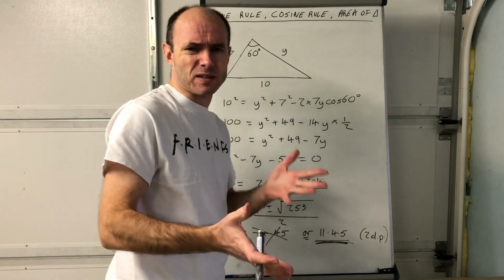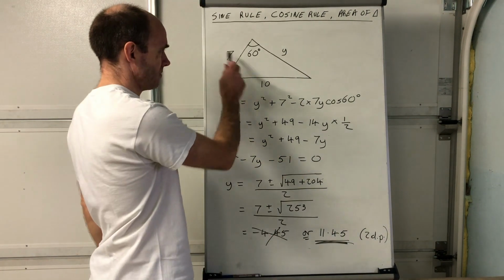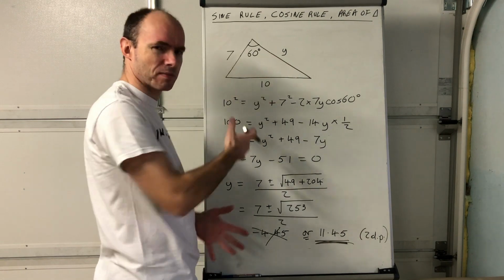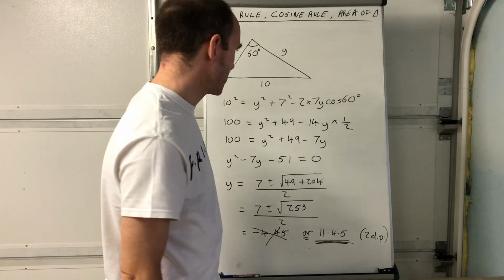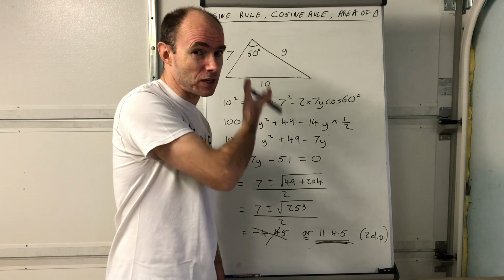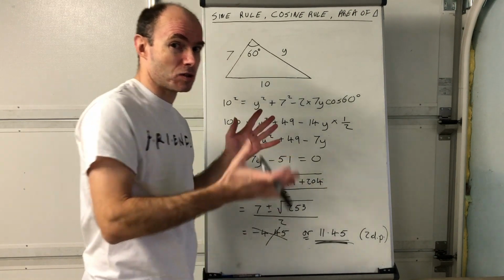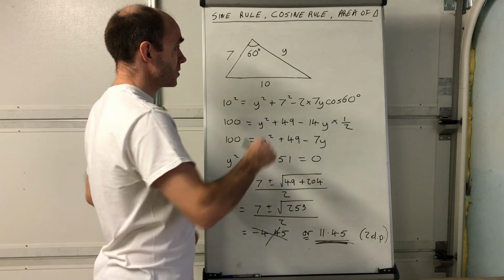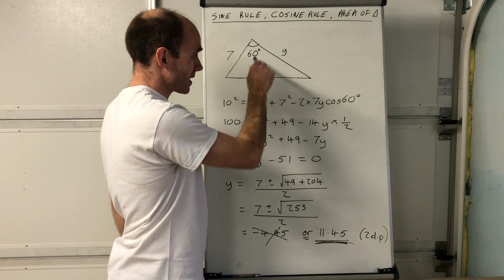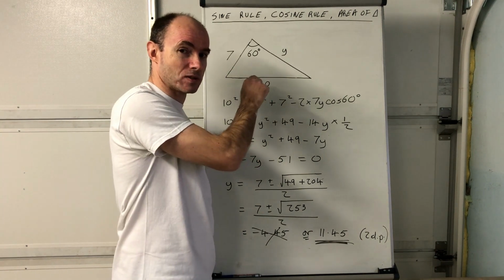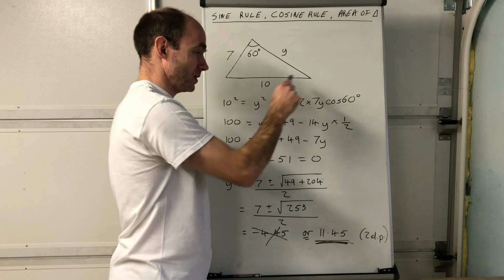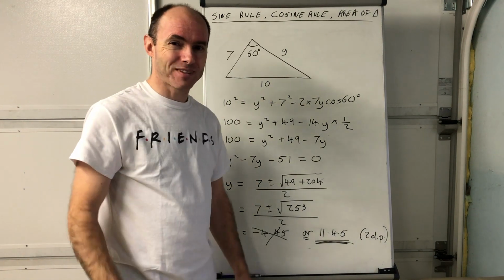But let's just check it, looks reasonable. If that is 7, that is 10, yeah, 11 point something seems kind of reasonable, okay? But can you see it's a very different solution, this question, to the previous example, simply because the side that was opposite that given angle was not the unknown side, so we had to end up doing this. Okay. Hope you enjoyed that example.